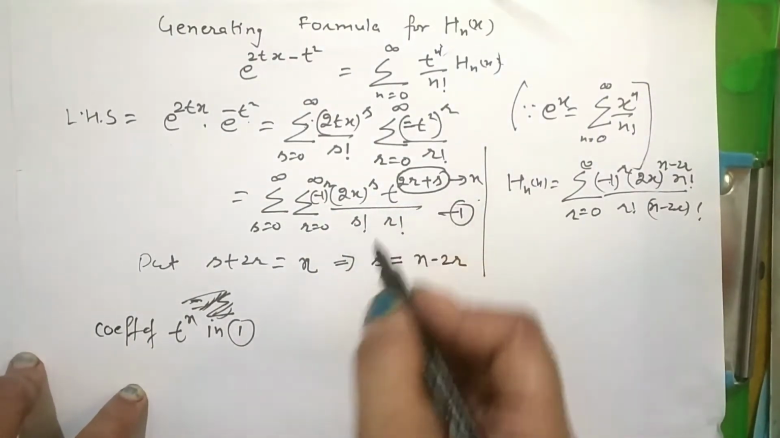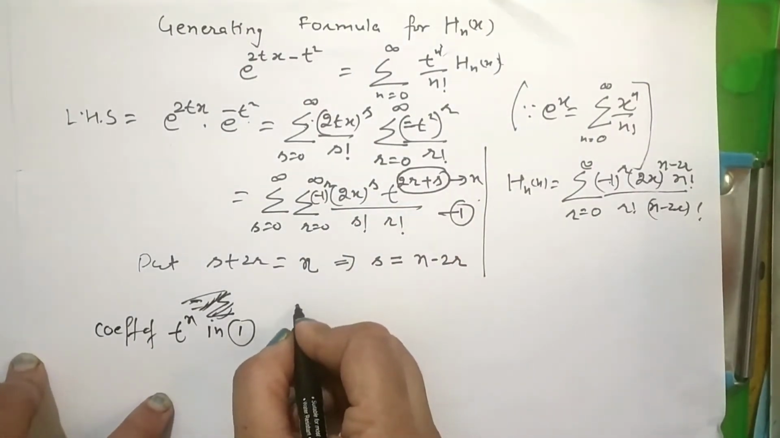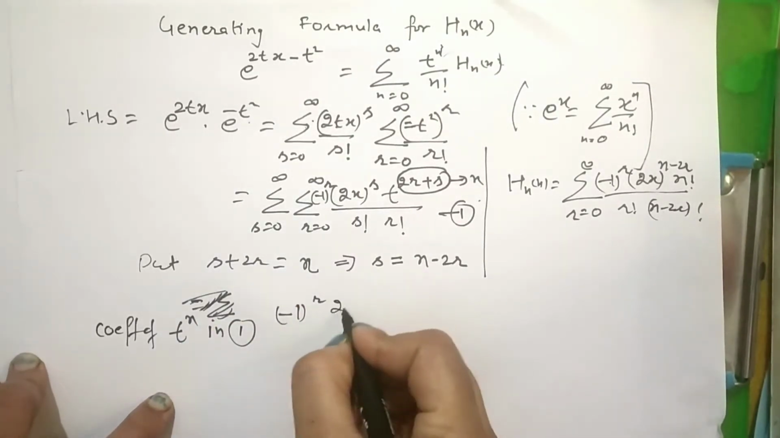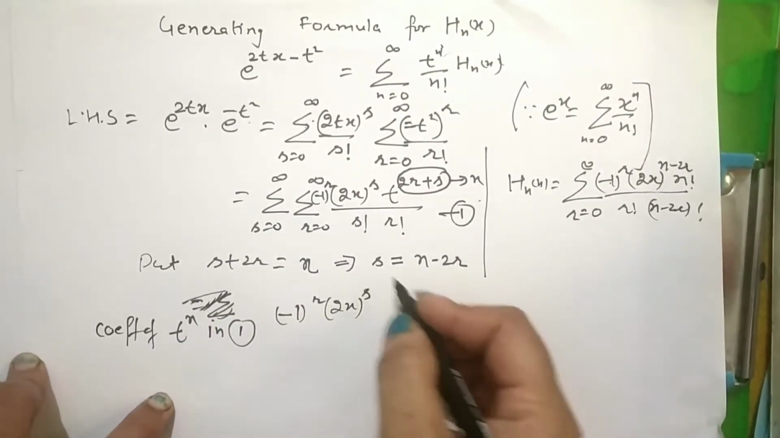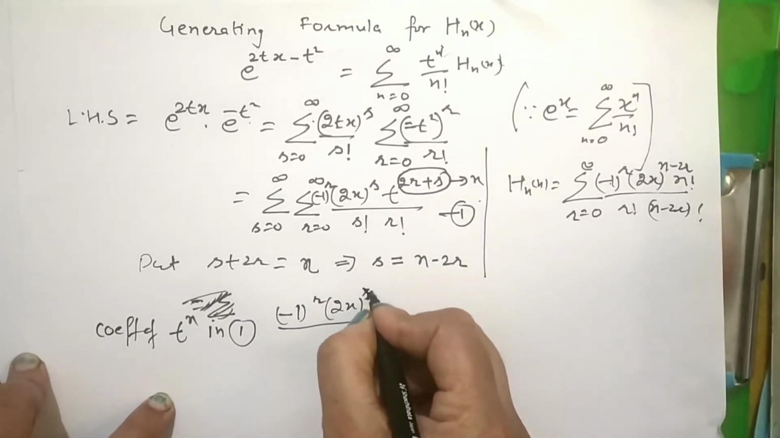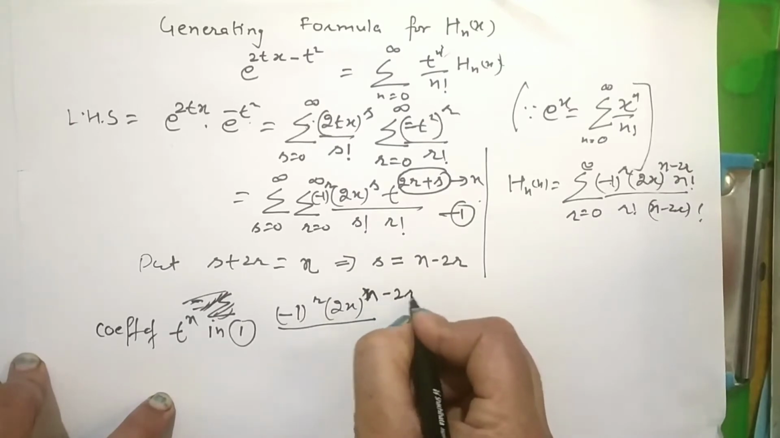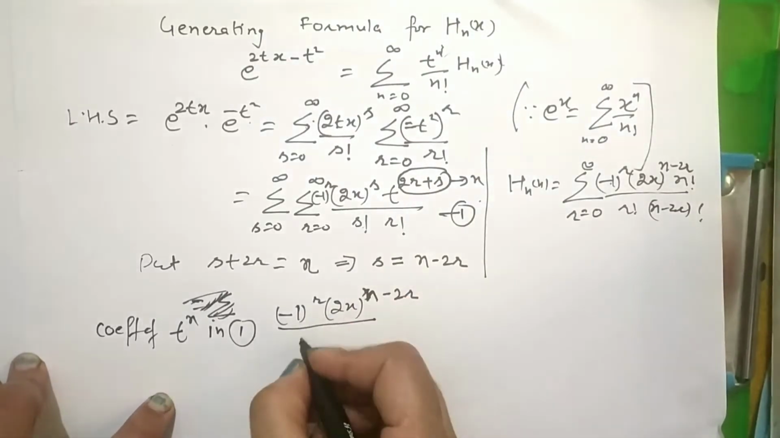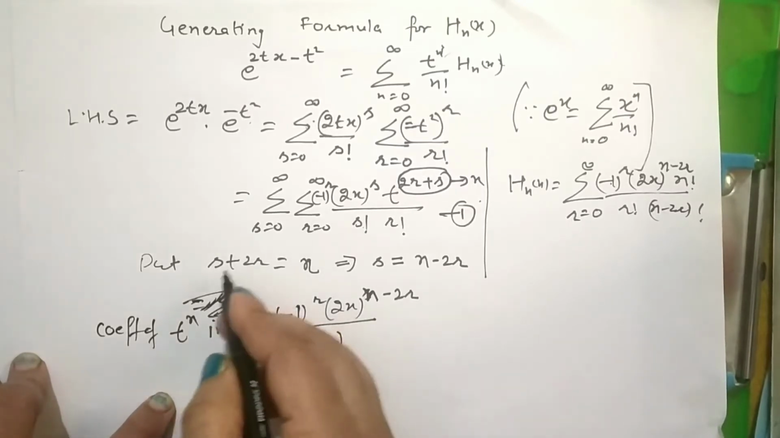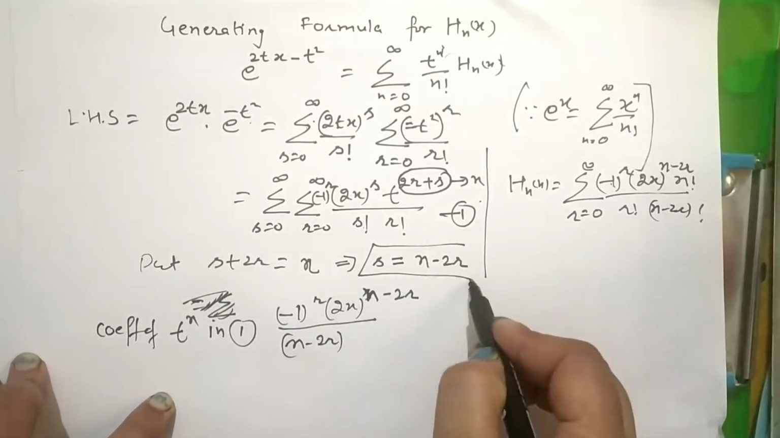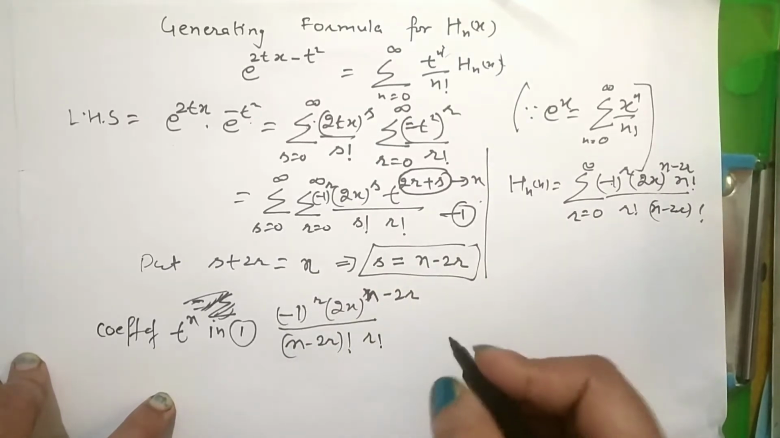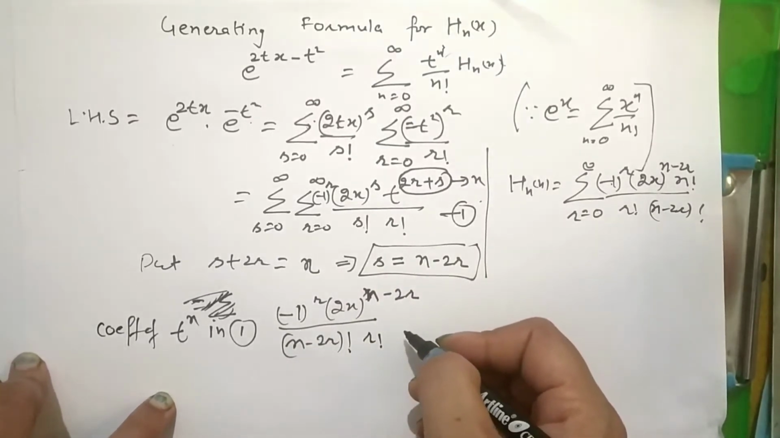Here the coefficient will be minus 1 raised to power r, then 2x raised to power s, then in the denominator, s factorial, and s we have changed to n minus 2r. So again in the denominator you have to delete s and put n minus 2r in place of s, then r factorial. So this is what we are left with.